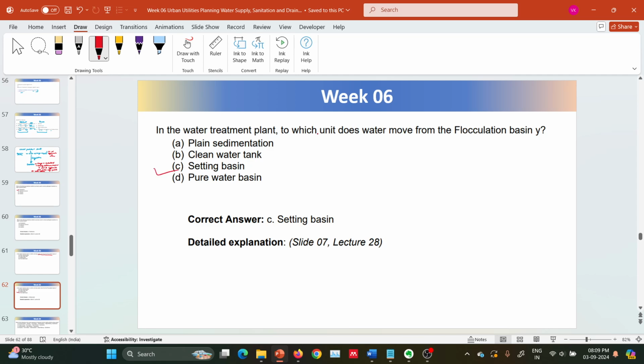In a water treatment plant, to which unit does water move from the flocculation unit? Like I already discussed, we add the coagulant. We provide rapid mixing. Then after rapid mixing, the water goes to a flocculation tank. There we provide slow mixing, and then after it goes to the settling basin.